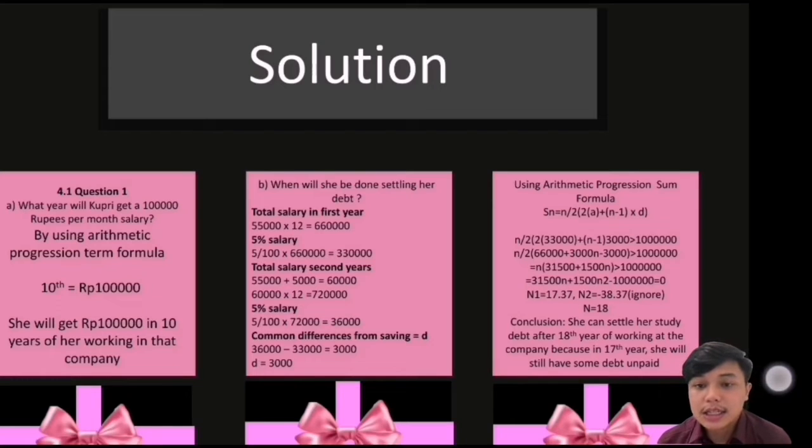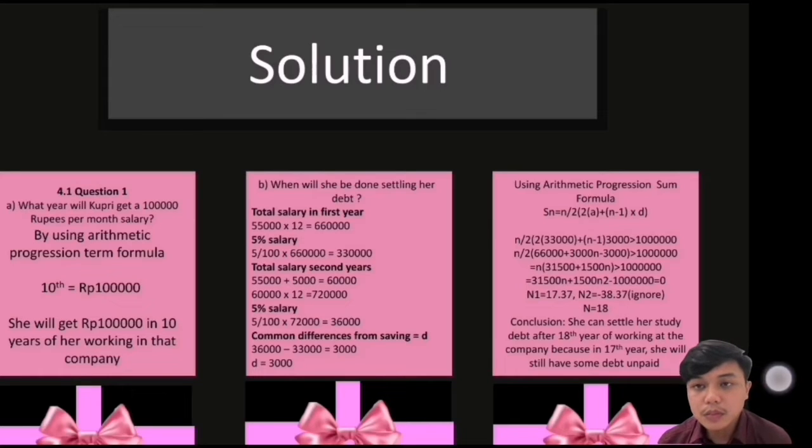For the total salary for the second year, we add 5,000 to 55,000, and we get 60,000. 60,000 is multiplied with 12, and then we get 720,000. 720,000 is multiplied with 5 over 100, and then we get 36,000 for the saving of the second year.